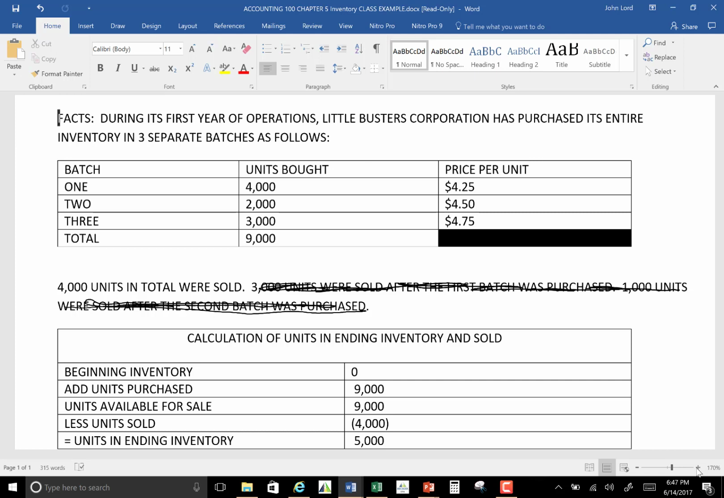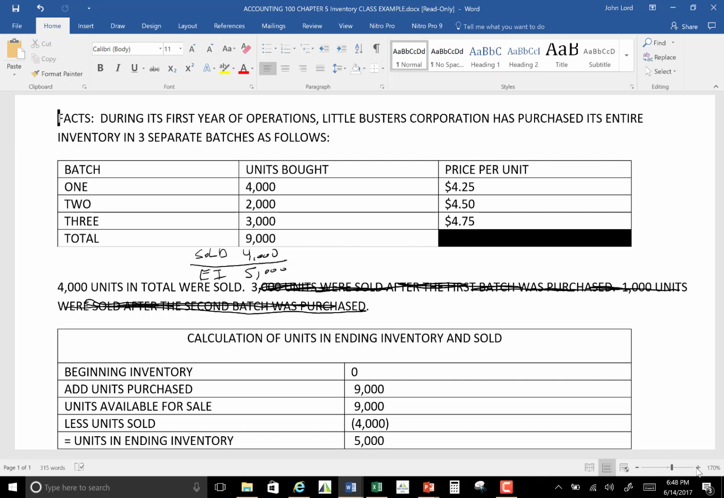9,000, okay? And so they have available for sale 9,000, and then they sold how many? They sold 4,000, so that means that ending inventory consists of how many units? Good, 5,000 units. Excellent. Okay, 5,000 units in our ending inventory, right? With me so far? Okay.